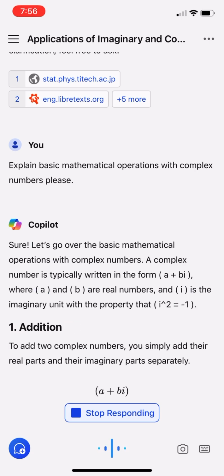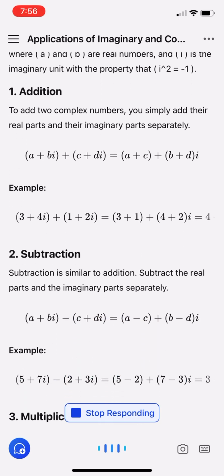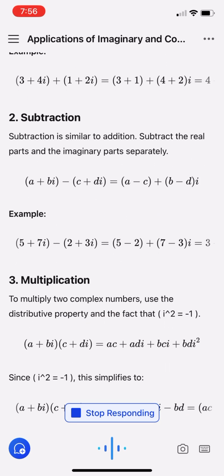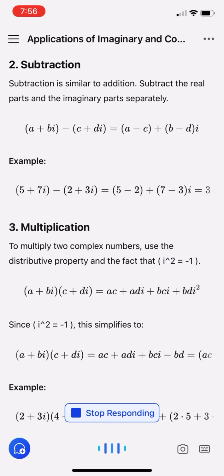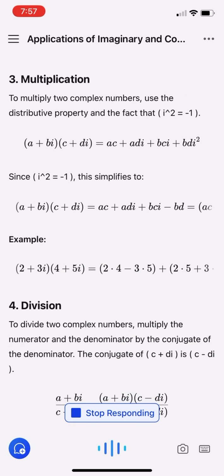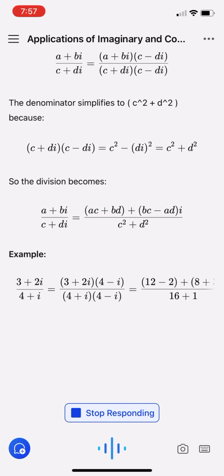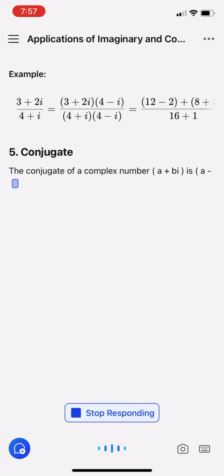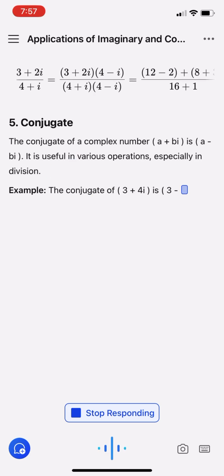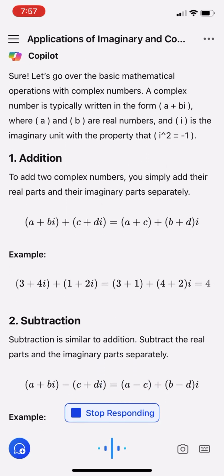Sure. Let's go over the basic mathematical operations with complex numbers. A complex number is typically written in the form a plus bi, where a and b are real numbers and i is the imaginary unit with the property that i squared equals -1. 1. Addition. To add two complex numbers, you simply add their real parts and their imaginary parts separately.